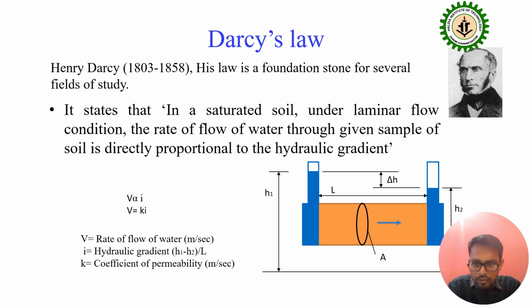Now we know the hydraulic gradient i, that is i is equal to head loss, that is del H, divided by length of flow path. Here length of flow path is L, capital L. Okay, so as per Darcy's law, in a saturated soil system under laminar flow condition, rate of flow of water is directly proportional to the hydraulic gradient. That means if v is the rate of flow of water, we can say as per Darcy's law, v is proportional to i and v is equal to k i. Here k is the coefficient of permeability. The unit of permeability is meter per second or centimeter per second.